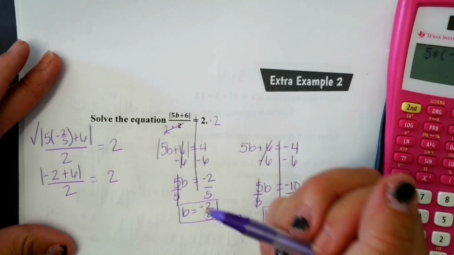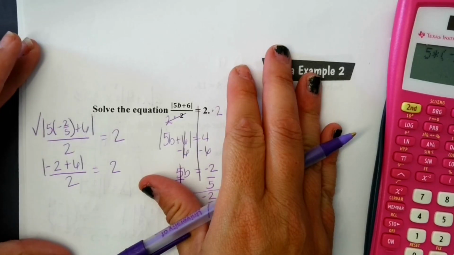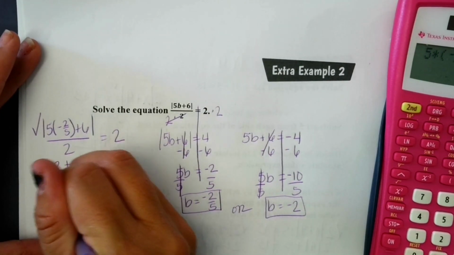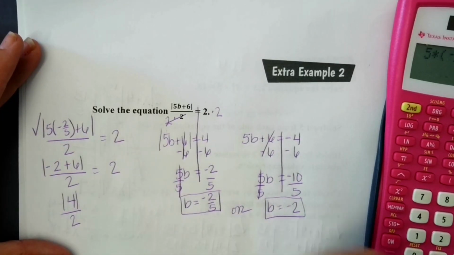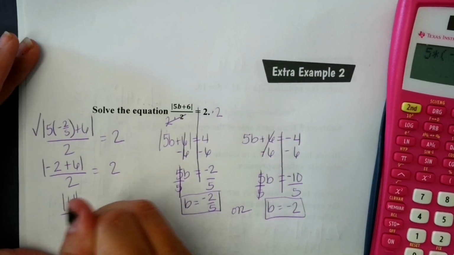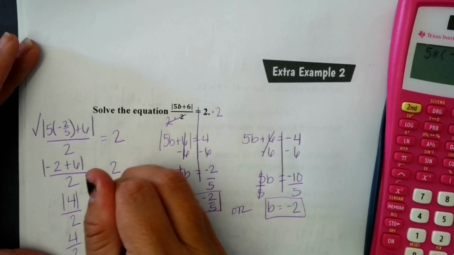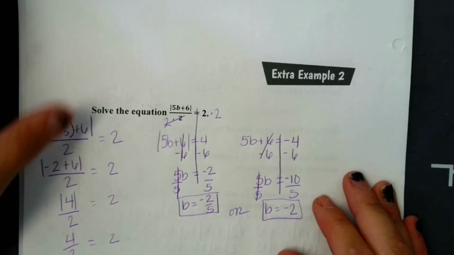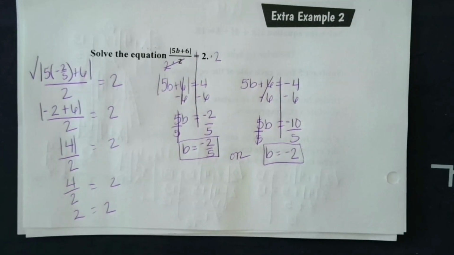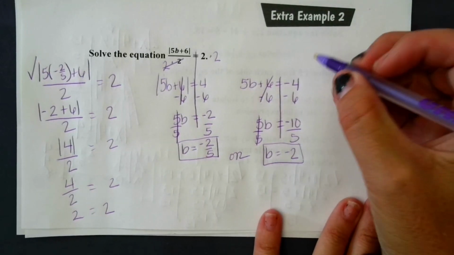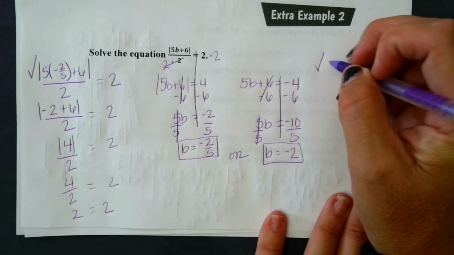What is negative 2 plus 6? 4. The absolute value of 4 is? So I have 4 divided by 2, which gives you? So 2 equals 2. Was that fraction hard? No. Can you type it right into your calculator? Yeah. All right, let's check the other one.